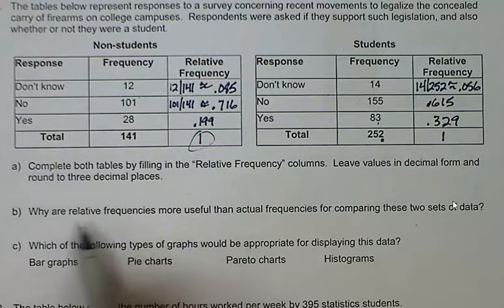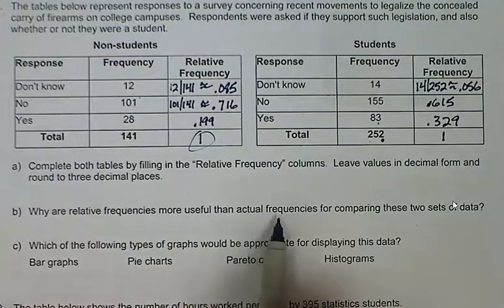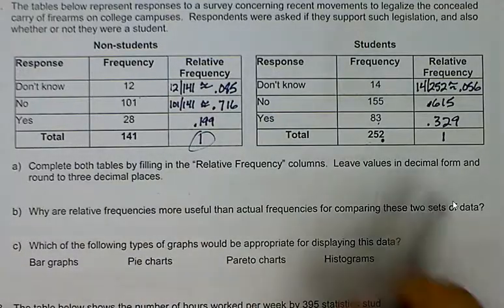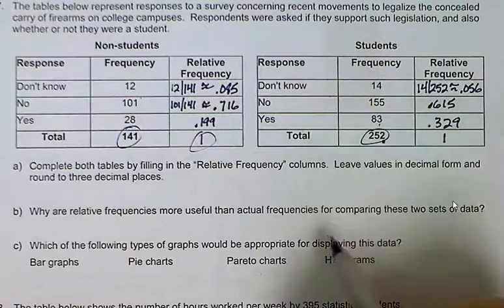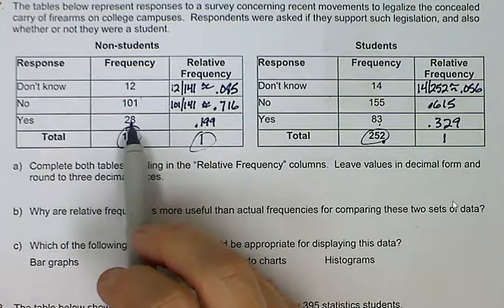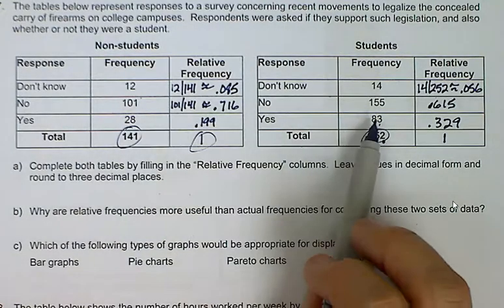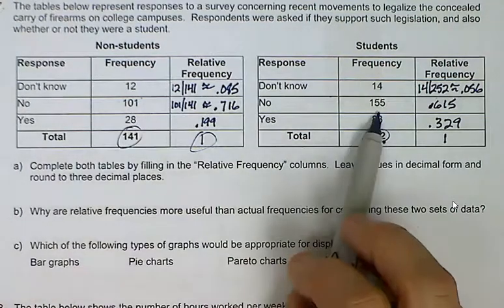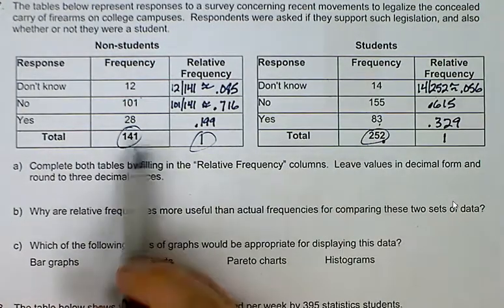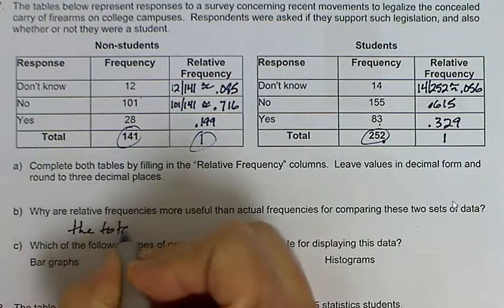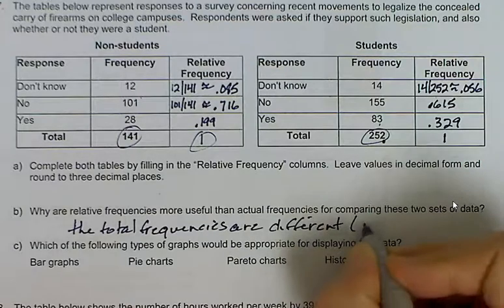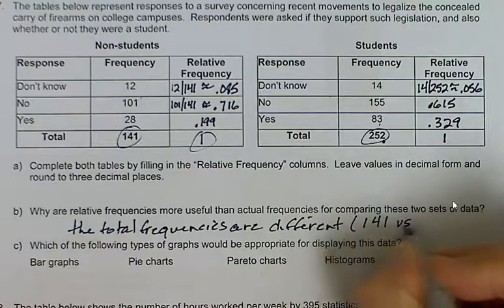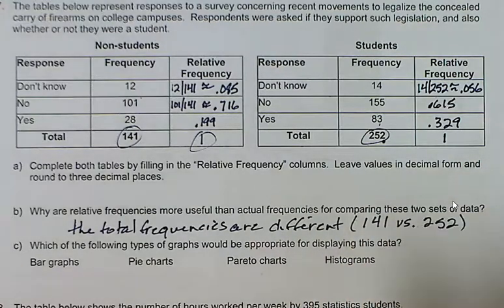The next question is why relative frequencies would be more useful than the actual frequencies for these two sets of data. That's because our totals are different. And that means that if we're looking at the actual frequencies, it's hard to compare between these numbers and these numbers. There are so many more in this group than there were in this group. So this is because the total frequencies are different. We have 141 for the first group versus 252 for the second group.